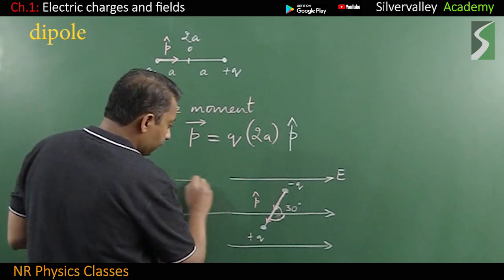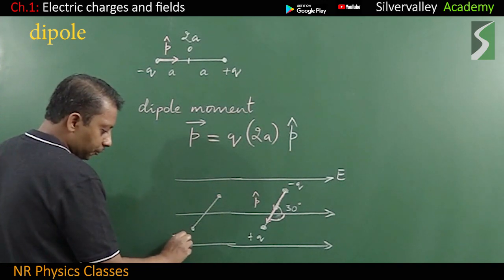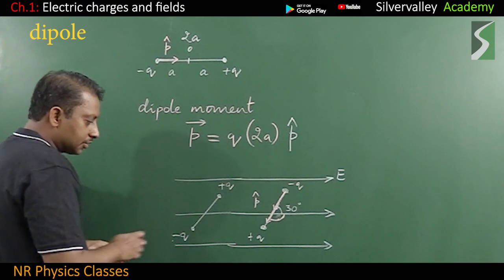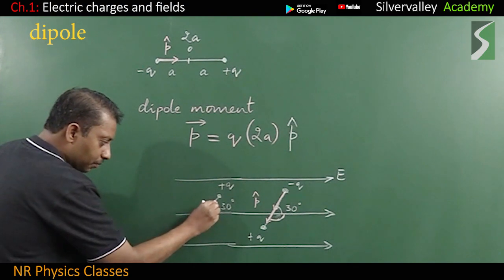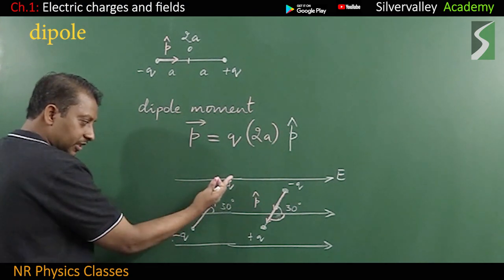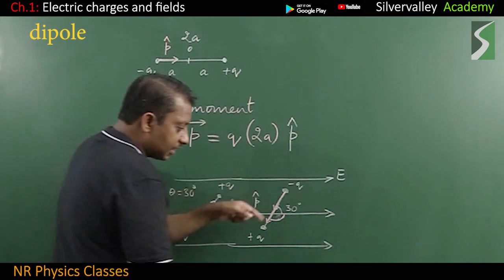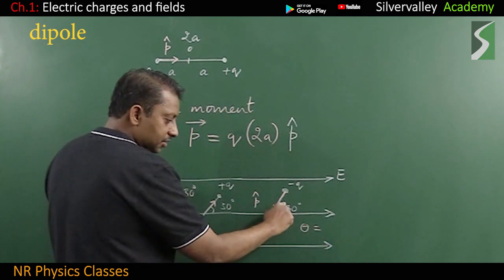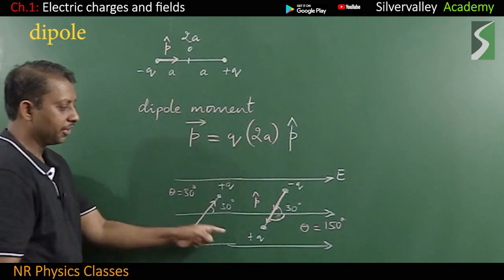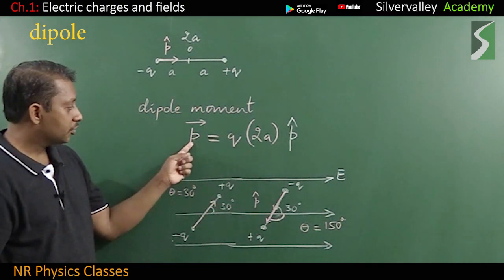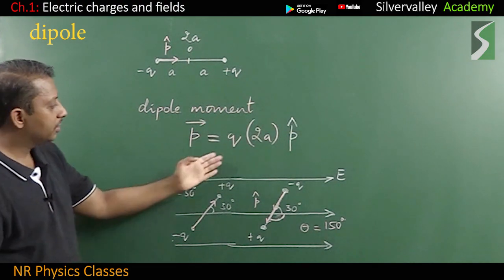Observe one more diagram, one more case. So this is minus Q, plus Q. If this angle is 30 degree, then the direction of dipole moment is from negative to positive along the line joining the charges. Now in this case the angle is 30 degree, whereas in this case the angle is 180 minus 30, which is 150 degree. So we should be careful with the direction of dipole moment. The direction of P cap is the direction of P, and the unit is Coulomb meter.